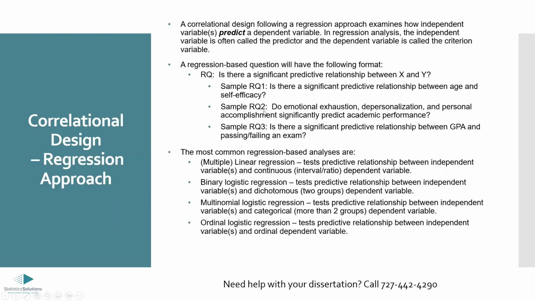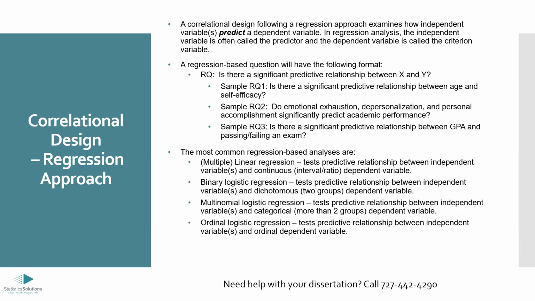Then we go into the predictive approach, okay? So instead of looking at a two-way association, you can look at a regression or predictive approach or a research question. And for this, you need to have an independent variable and you need to have a dependent variable. The independent variables are generally called predictors, and the dependent variable is called a criterion variable.